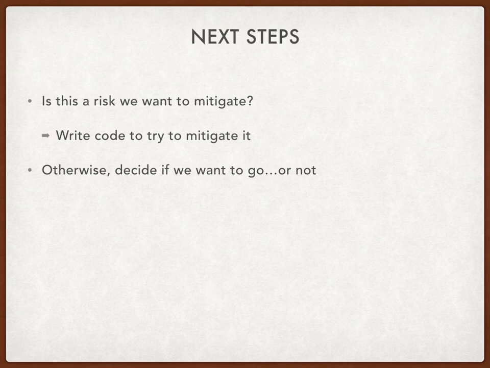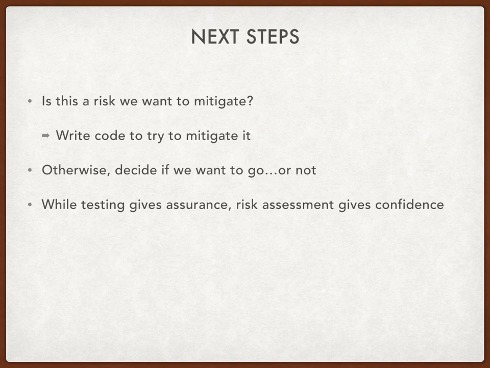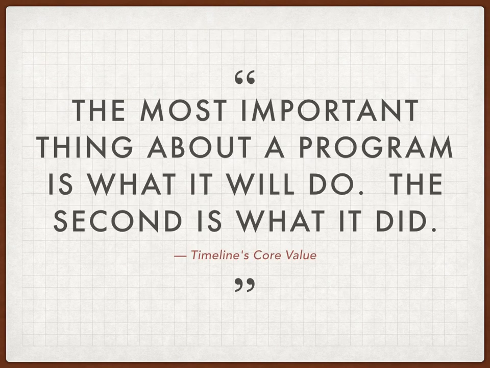If I'm sending a bottle of rum through, I'm definitely taking this trip. 95% chance is pretty good. If I'm sending astronauts through, I don't know, maybe. Depends on what they're going through to do. So testing, right, can give us some assurance that it works the way we think it should work. But risk assessment, what we're doing, gives us confidence about what will actually happen, right? Because remember, the most important thing about a program is what it will do. The second is what it did do. So that is the beginning of everything that we've just talked about.